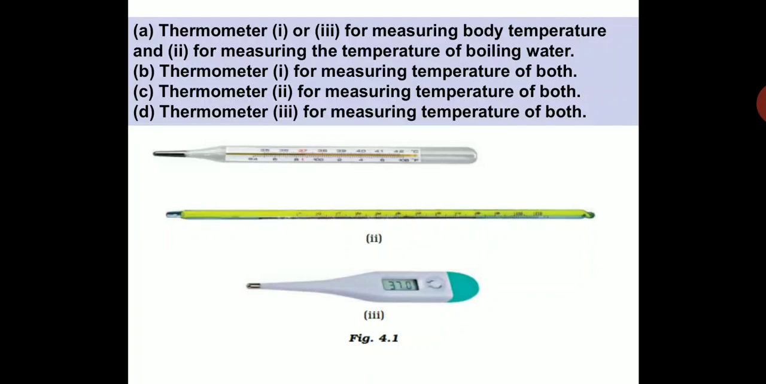First option, thermometer 1 or 3 for measuring body temperature and 2 for measuring the temperature of boiling water. Second, thermometer 1 for measuring temperature of both. Third, thermometer 2 for measuring temperature of both. D, thermometer 3 for measuring temperature of both. So you need to see these pictures and try to understand the concepts which we have studied in a previous session and find the correct option. For this question, you need to write the question and the right option.